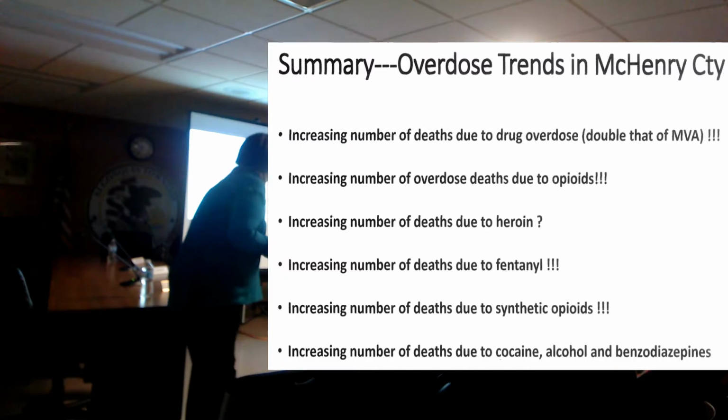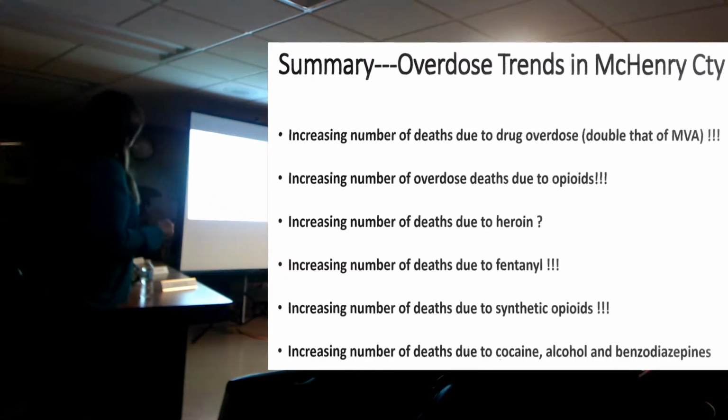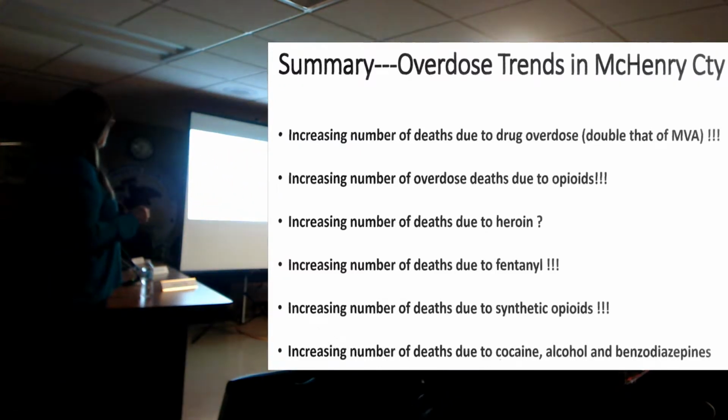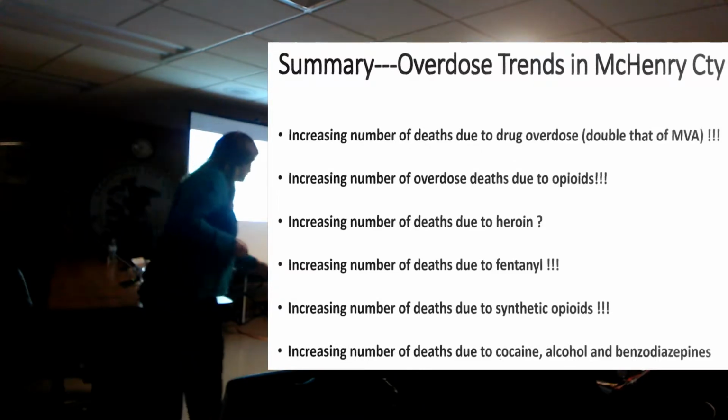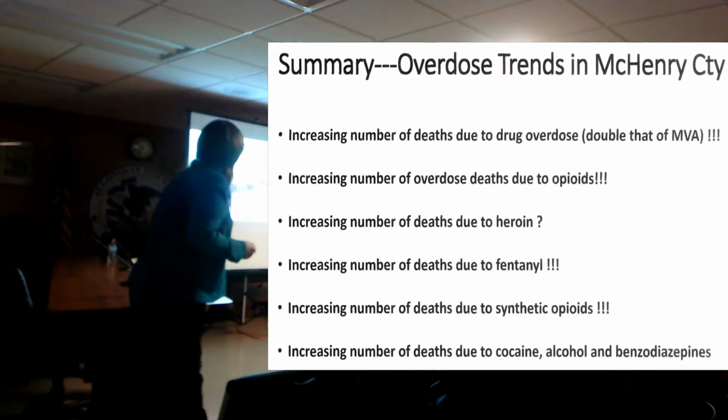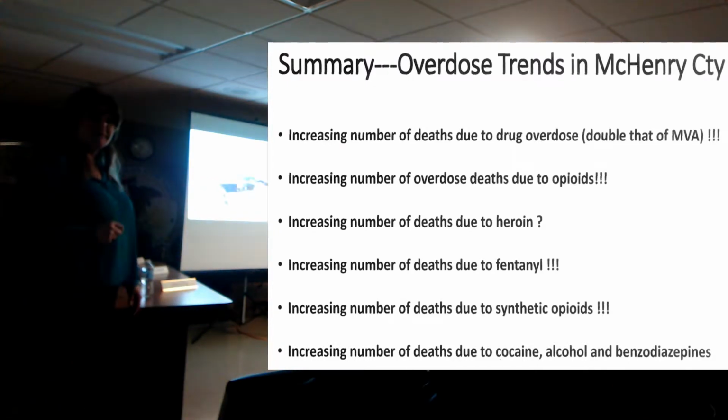Just 1 or 2 more slides. So just, again, look at that. That comparison of people who die from drug overdose over double from a motor vehicle accident. The number of overdose deaths due to opioids rising, heroin rising, fentanyl rising, synthetics, and then our cocaine and alcohol. I think that is it. That is our morgue, and we should be proud of it. We take good care of it. We use our money wisely in the coroner's office.